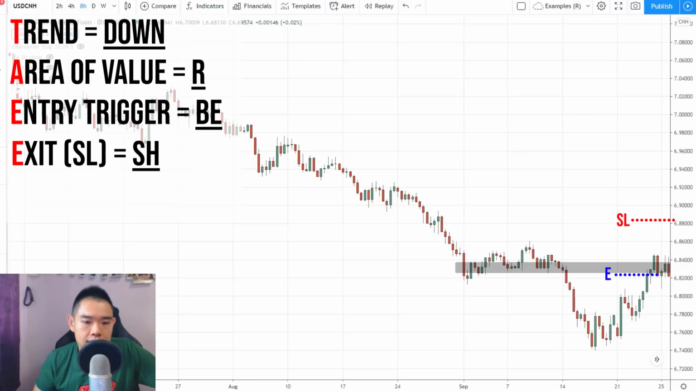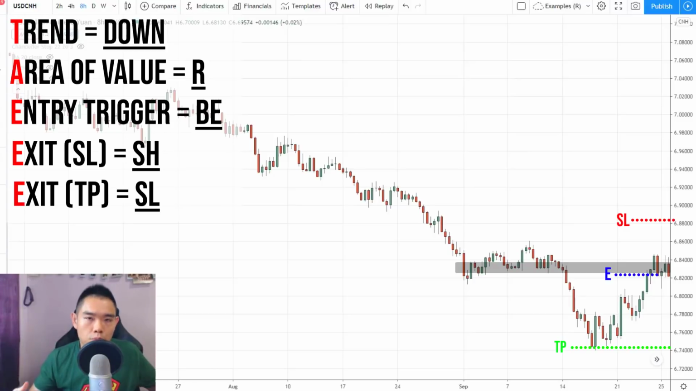And finally, exit if you are correct. So that's your stop loss, exit if you're wrong. Now exit if you are right. So over here, exit if you're right. This one is a stop loss. Okay. And I would say possibly at this swing low could be your exit if you are right. So let's call it SL, swing low. Okay, so again, this is how the TAY formula works.